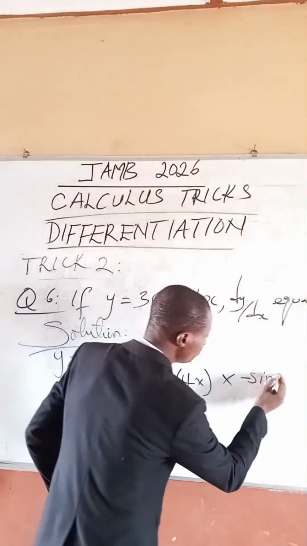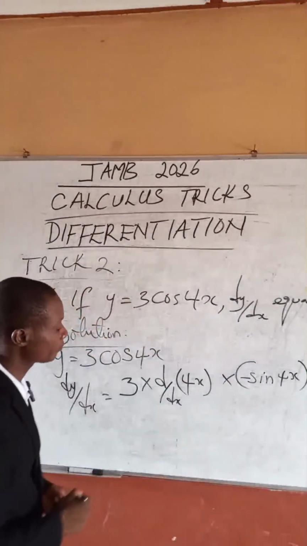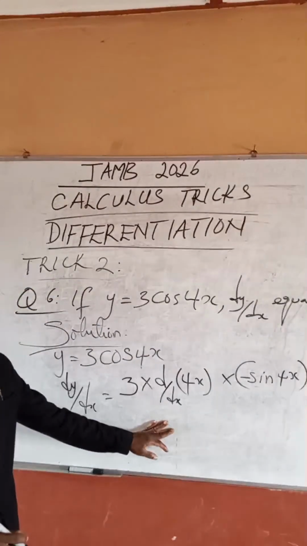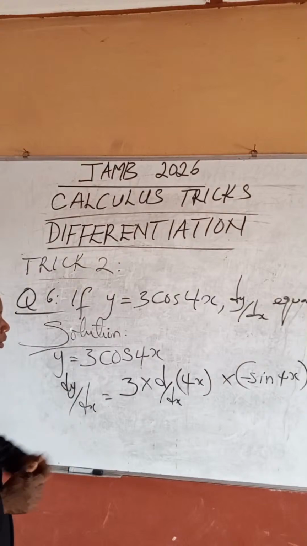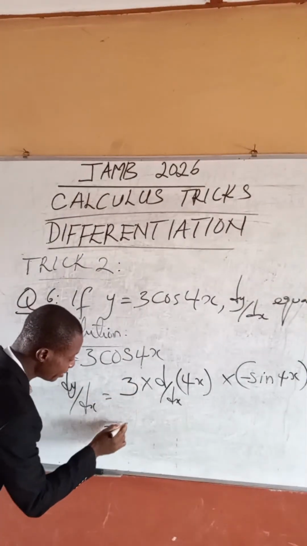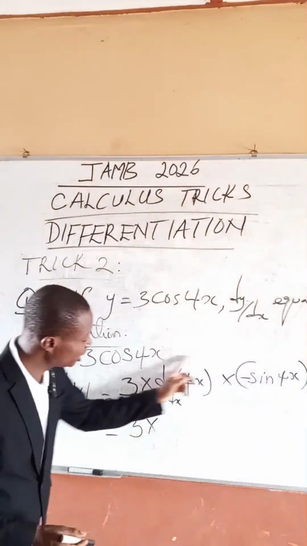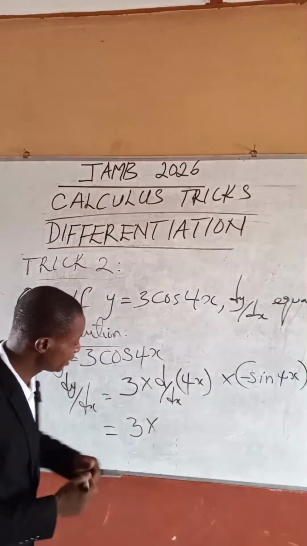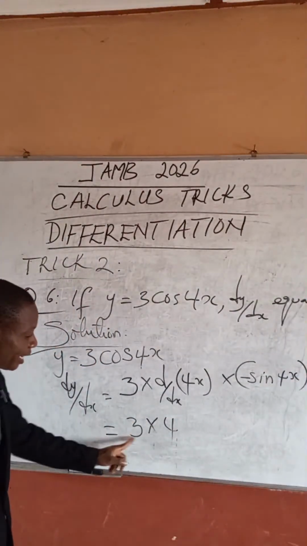So we are going to repeat our 4x here. Then close the brackets. This is exactly what we have when it is differentiation. Okay? So we move on. If we move on, what is this? This is 3. So write 3 times. Differentiate this one. What is this? Differentiate 4x. We are going to get 4. That is 3 times 4.